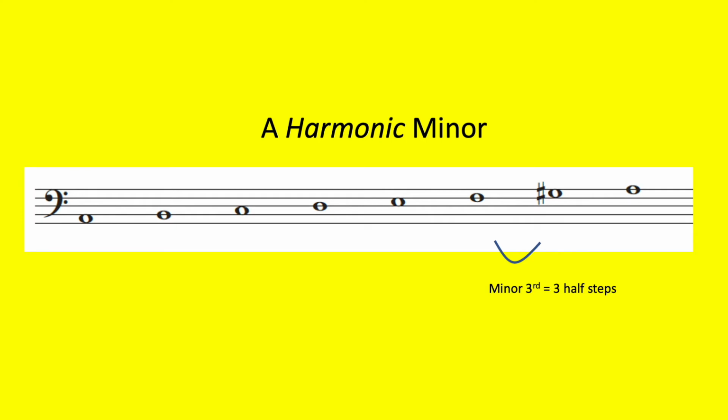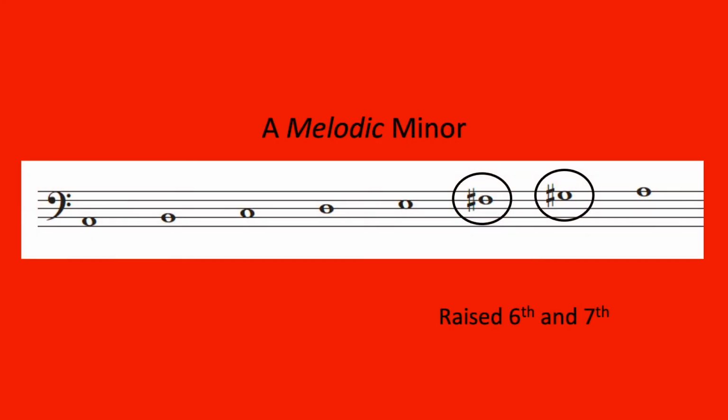Of course, this got people a little bit upset. Now, don't worry, everything's going to be fine. The solution comes in the third type of minor scale, which is known as the melodic minor. In the melodic minor, we raise not only the 7th scale degree, but we also raise the 6th scale degree, and this helps eliminate that huge gap. Let's listen to this.